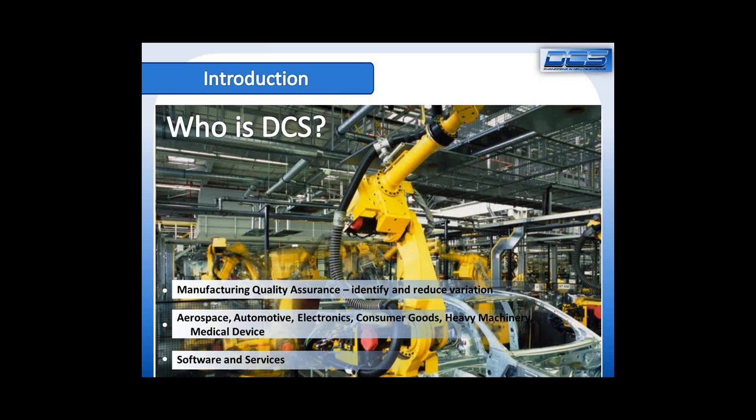So just spending 1 or 2 minutes real quick, an introduction on who DCS is. In brief, we're a manufacturing quality assurance company. Our goal is to identify and reduce variation. We do that in a number of different ways. Today we'll be talking about our QDM product suite, which is more of a reactive method in the manufacturing site itself that collects data and keeps you informed in real time of how your quality processes are performing.